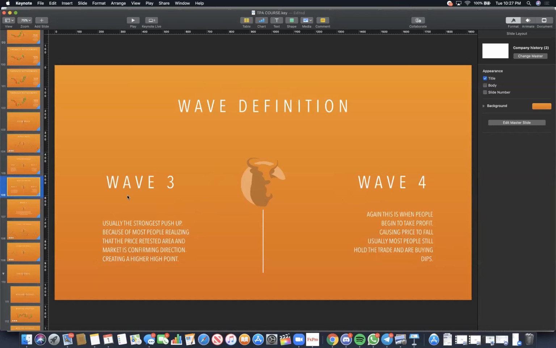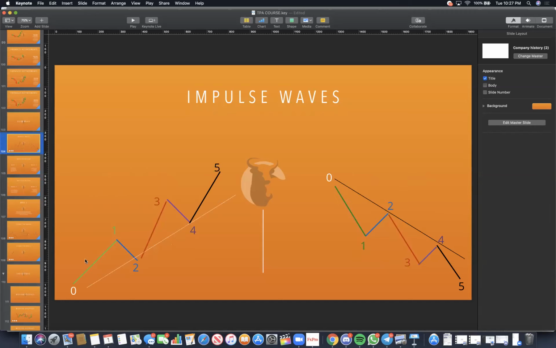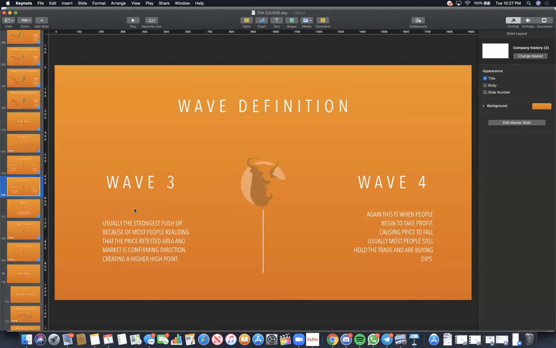So then we have the third wave. I want you guys to remember this: the third wave is usually the strongest push up, because most people realize that the price retested that area and the market is confirming the direction, creating a higher high, right? Remember when we were talking about a channel having higher highs and higher lows? Well, the retest is a higher low, and the high that the first wave created is the higher high. So that's usually the strongest push because people realize, oh, shoot, we have a retested area, I'm going to enter for a buy, and now the price continues going up.